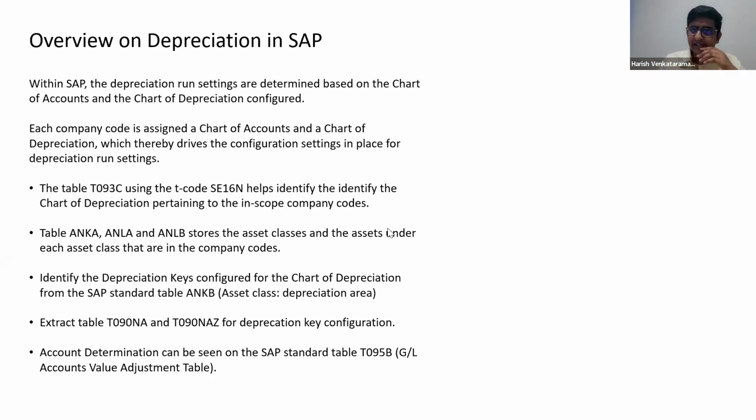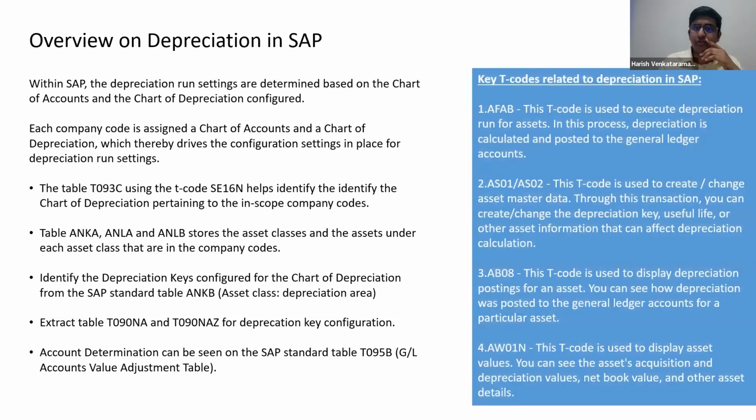As you might know, these are some of the useful transaction codes also. AFAB, which is used to execute the depreciation run, and this is the fundamental of the initiation of the depreciation run itself. And AS01 and AS02 are the transaction codes used to create or change the asset master. So as an auditor, you want to see what the asset master looks like. We can navigate to a transaction code called AS03, which is nothing but an extension of your asset master, but with display-only access.